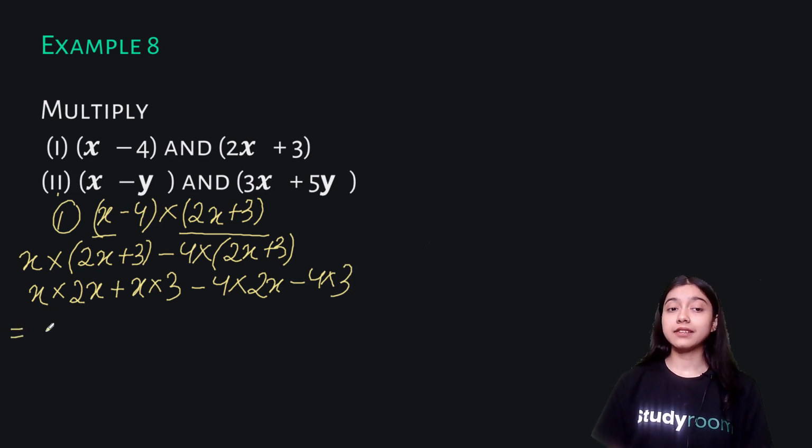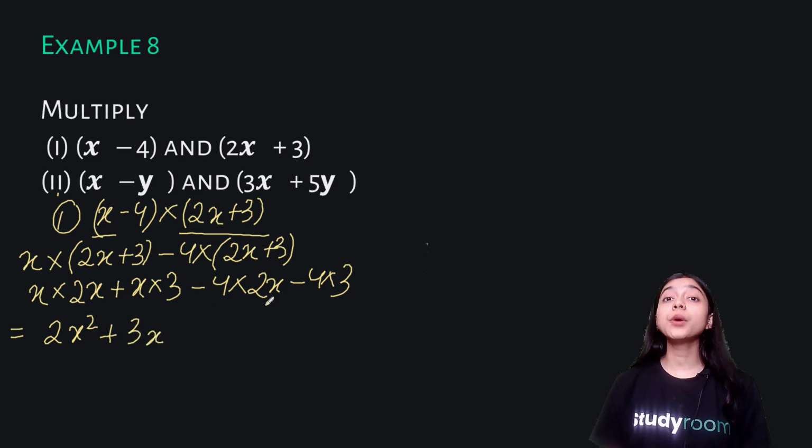2x multiplied by x. This gives us 2 times x squared. Now we have x multiplied by 3. So this gives us 3x. We have minus 4 multiplied with 2x. 4 into 2 gives us 8 and we have a minus sign over here. So we have minus 8x. And here we have minus 4 multiplied by 3. This gives us minus 12.